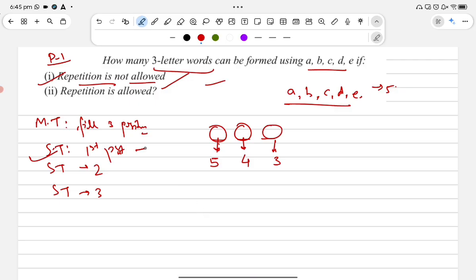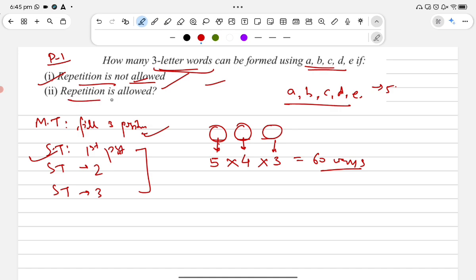And since all 3 subtasks are necessary in order to finish the main task, as we discussed in the first episode, we need to do what? We need to multiply. That is 60 ways. 60 ways in the sense 60 3-letter words can be formed with this condition.